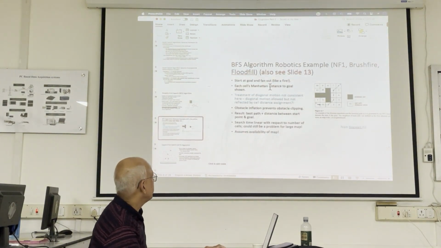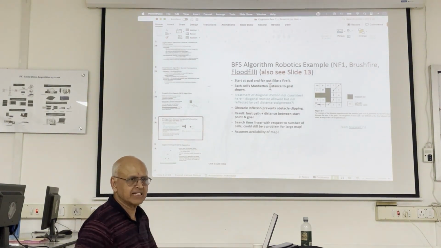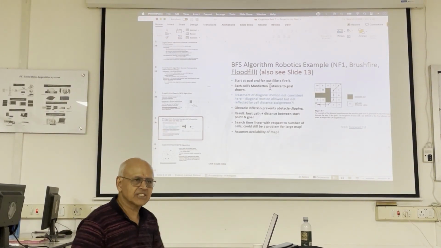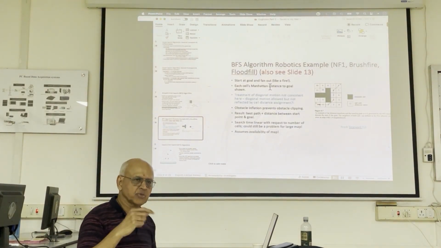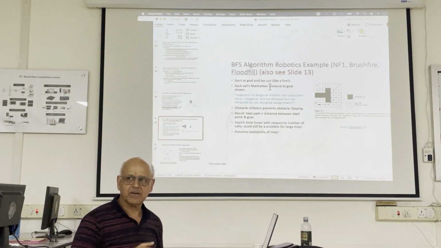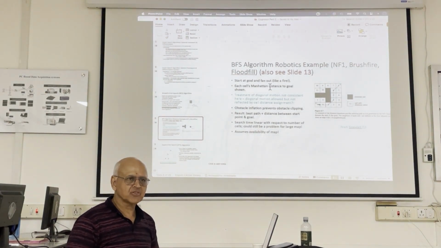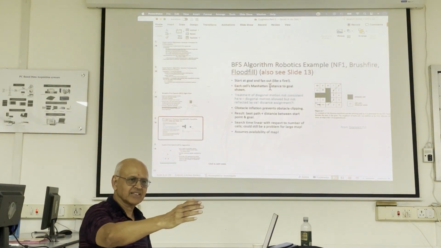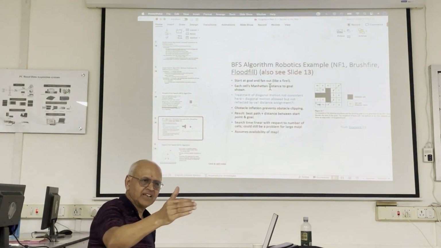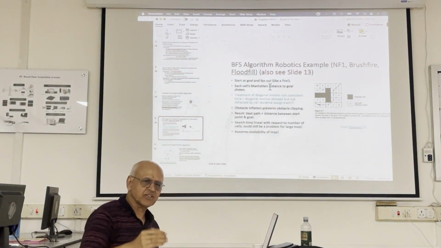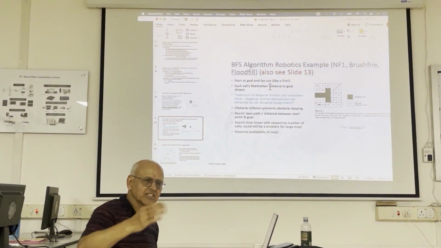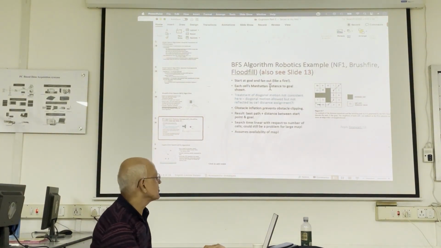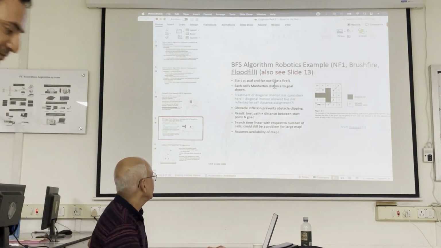Each cell's Manhattan distance to goal is shown. You know what a Manhattan distance is? So Euclidean distance is the square root of (x2 minus x1) squared plus (y2 minus y1) squared. But if you're in New York City and you're asked to go there, the assumption is you can't cut through buildings. So you'll have to go this way and this way. This is called the Manhattan distance because you're only supposed to walk either in the x direction or in the y direction.